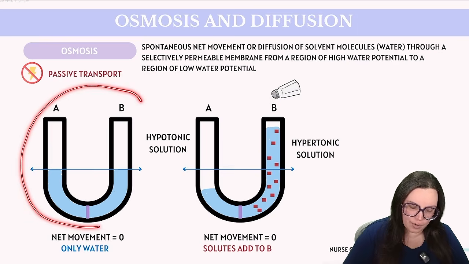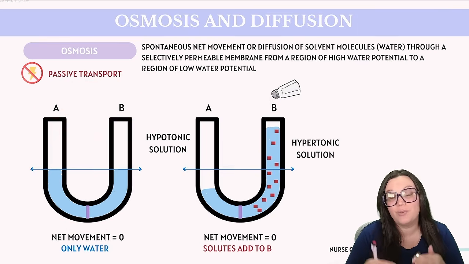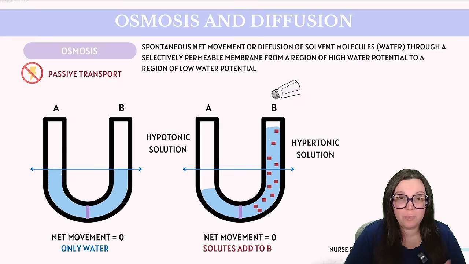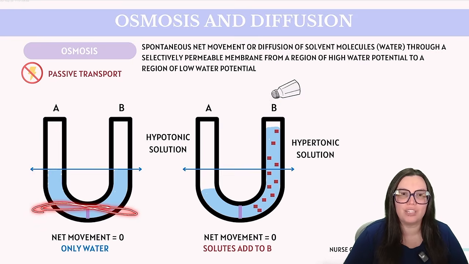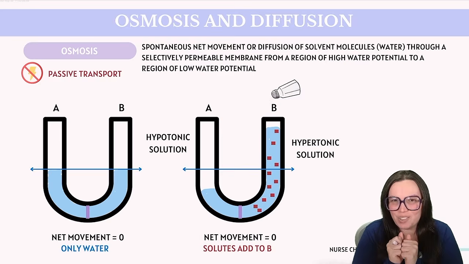Initially, when we take a look at our first example, we can see that both side A and side B are filled with equal levels of water. While it may appear nothing is happening, water molecules are constantly in motion. However, the net movement between the two sides is zero, meaning there's no overall change in the direction of the water movement. So let's add a twist.